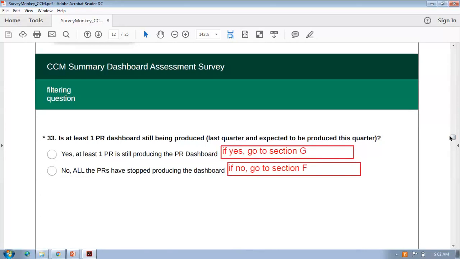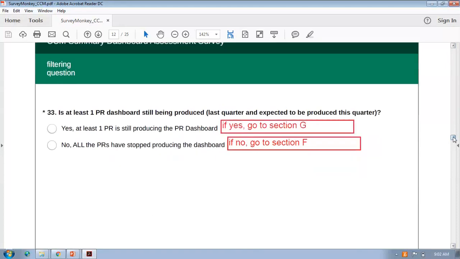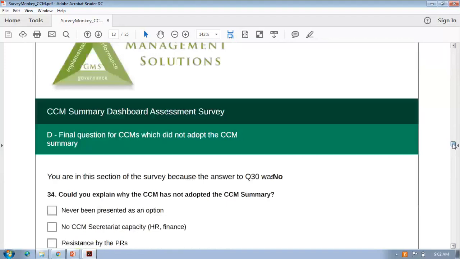Yes, at least one PR is still producing the dashboard. If you tick yes, then basically you complete this longer section G about how does the CCM use dashboards. But if all the PRs have stopped producing dashboards, you tick no. And then you go down to section F, which is about what happened. So now let's look at section G, I think.